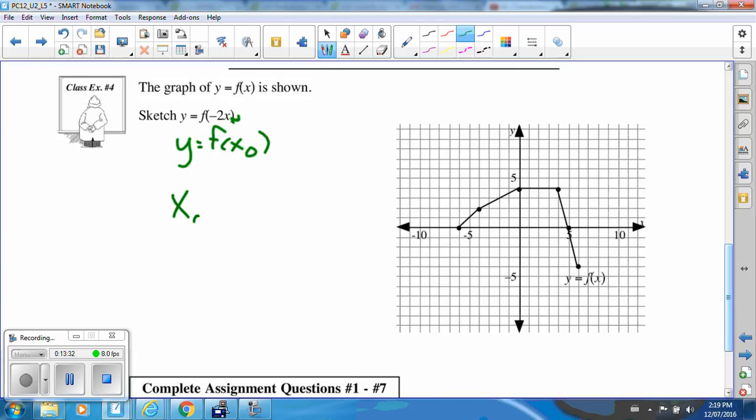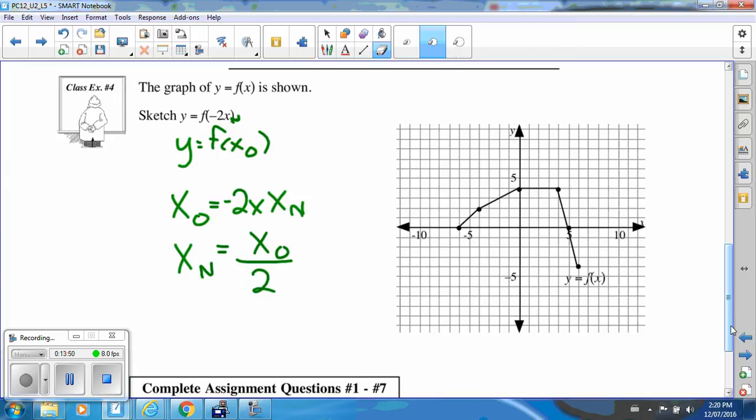And now I can say x old equals -2 x new. That doesn't really give me a useful thing. What I really want to know is the guidelines to get to the new value. So your x new is going to be equal to x old over -2. So it's just going to be take the old point and divide it by -2.